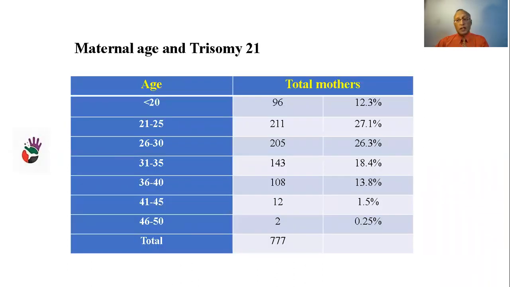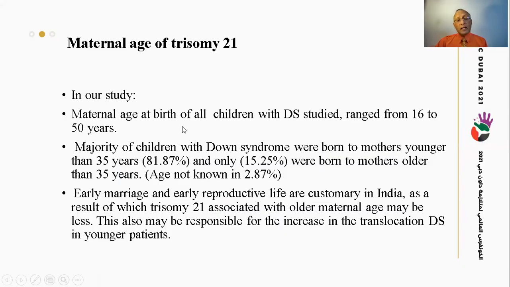Now coming to the maternal age and trisomy 21, less than 20 years of age, we had 12.3%, quite a large number. 21 to 25 years, 27.1%, 26 to 30 years, 26.3%. So we know that mothers less than 30 years constituted a large number, more than 60% of children with Down syndrome were born to mothers less than 30 years. So maternal age at birth of all children with Down syndrome in the study ranged from 16 years to 50 years. 16 years was the youngest mother which we had. And the majority of children with Down syndrome were born to mothers younger than 35 years.